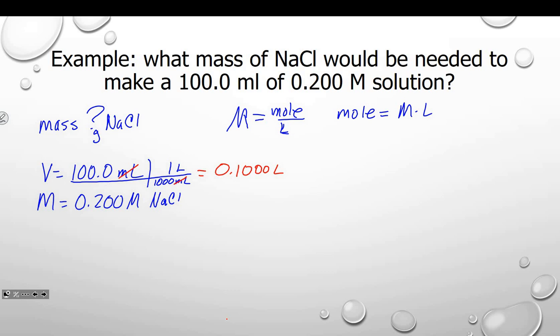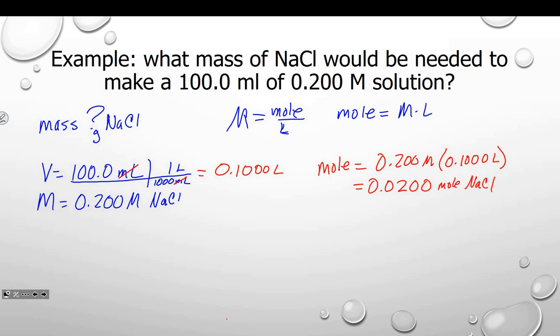Okay, now I can plug in to find moles. So I'm going to do that. Mole is equal to molarity, 0.200 molar times 0.1000 liters. So my moles are 0.0200 moles of NaCl is what I need.